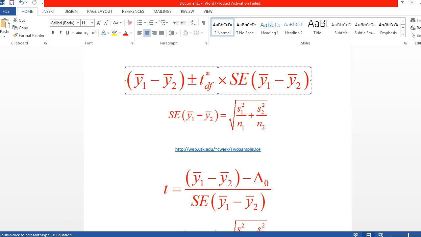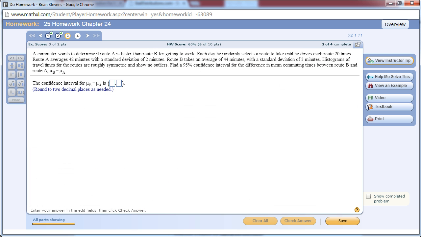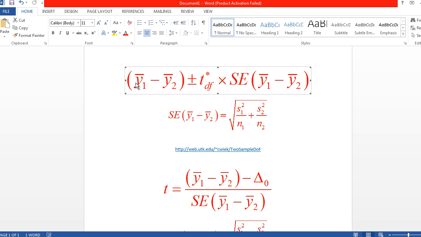We're going to use the observed difference, and for this problem, that will be, let's see here, route A is 42 minutes, and look at what they do to you. They put B minus A. This is ridiculous. It makes this problem harder than it is. But if you don't do B minus A, you will get the problem wrong. So we need to take B first, which is 44, and then A, which is 42. So you put 44 here, 42 there. The observed difference between the means is 2, because 44 minus 42 is 2.